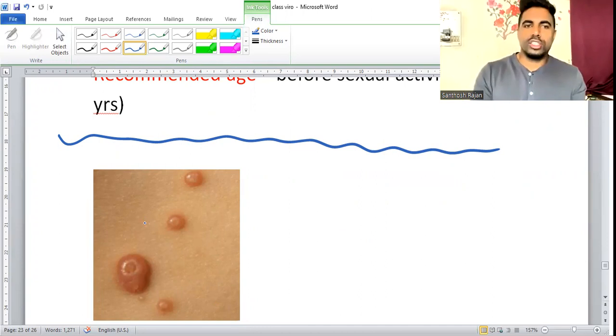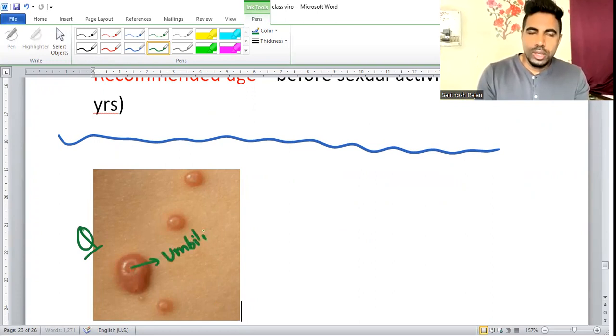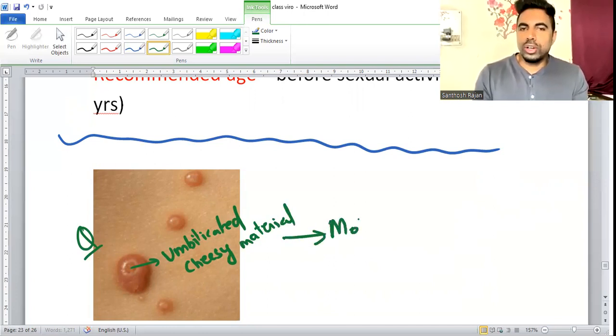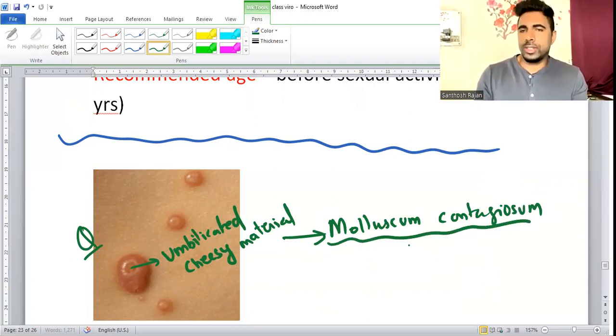Before going to the next P, here is a direct, highly expected question. What do you think about this? This rash in children, a child got this rash. You can see this elevated, sort of vesicular rash with umbilicated lesions. The lesion has an umbilicated, cheesy material appearance. What is this? Can you make a guess? It's called molluscum contagiosum, right? Which virus is causing this?